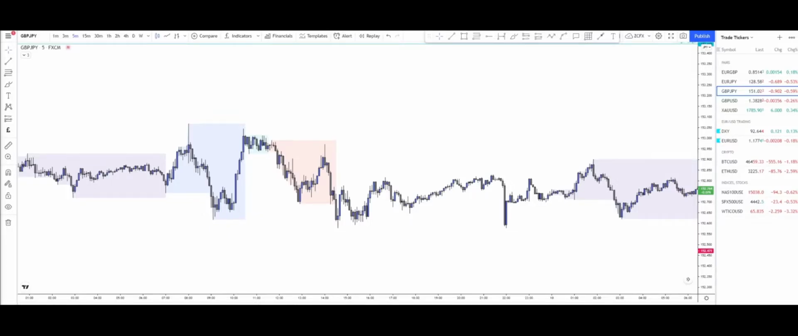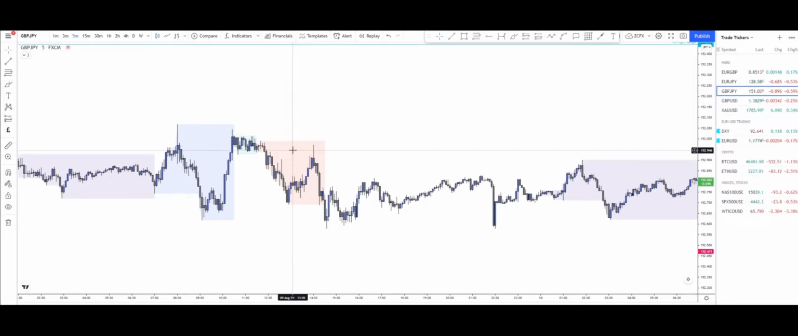Hey, what's going on, guys? So pretty much I'm going to just talk about the characteristics of the forex market. I'm just going to show you what happens during certain times. Now, it happens on most pairs. I'm on pound yen for an example, but it does happen on a lot of pairs.